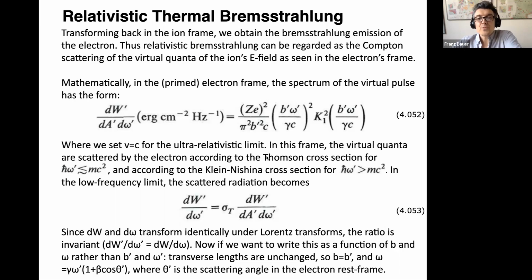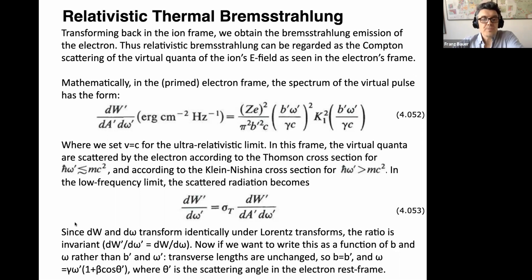Okay, so in the low frequency limit, we should have the Thomson scattering, and in the high frequency limit, we'll end up having to invoke the Klein-Nishina. For the low frequency limit, we end up with something which looks like this. We have the energy per frequency per area, times the cross section, which will give us the energy per frequency.